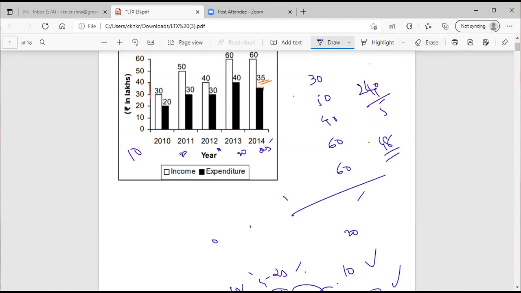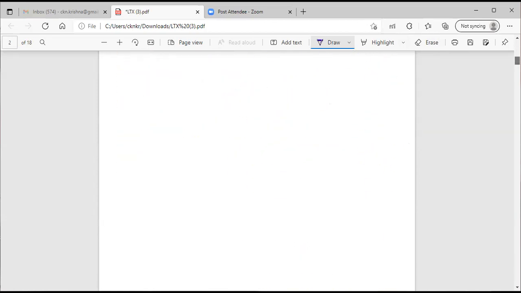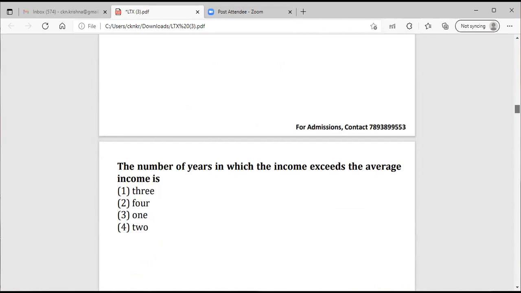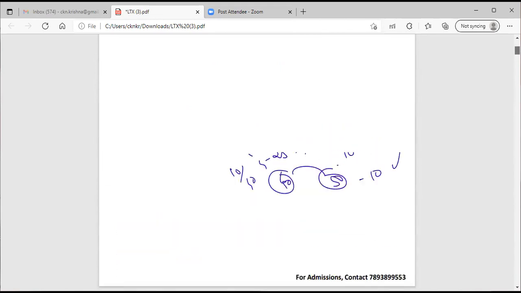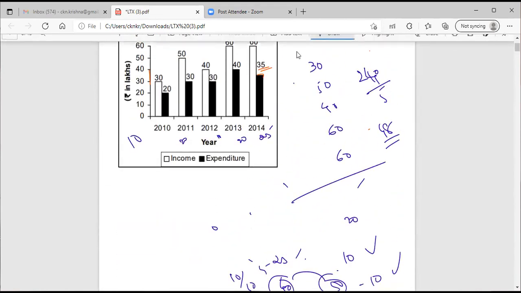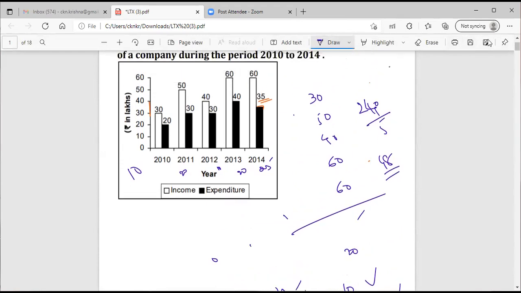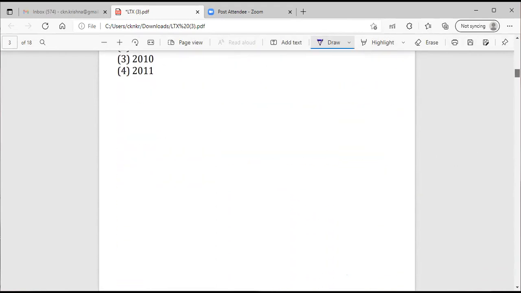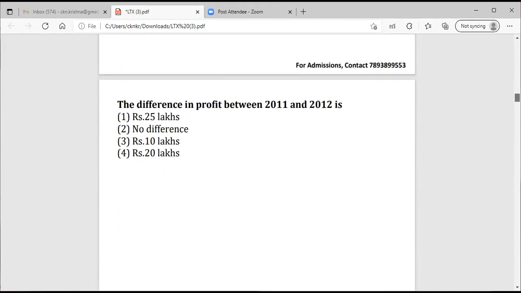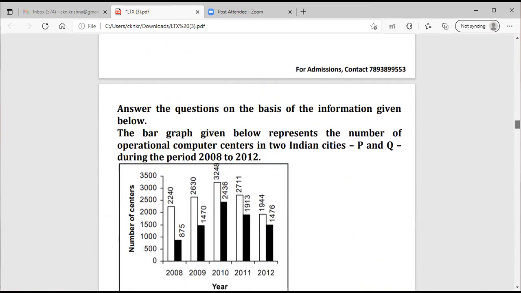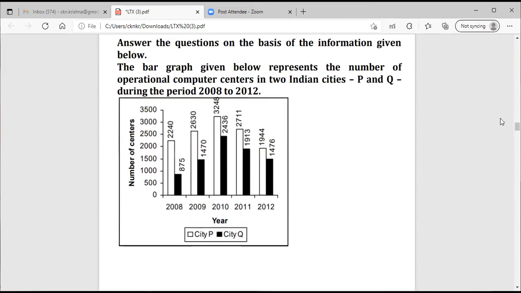Now one question ఏమని ఇచ్చారు? In how many years the value exceeds the average income? Is 50 more than 48? Then we are talking about the next one, 60 more than 48, 60 more than 48. So in consecutive 3 years, the value is more than 48. So I will say my answer is 3 years. It's a very simple question. Very clear.